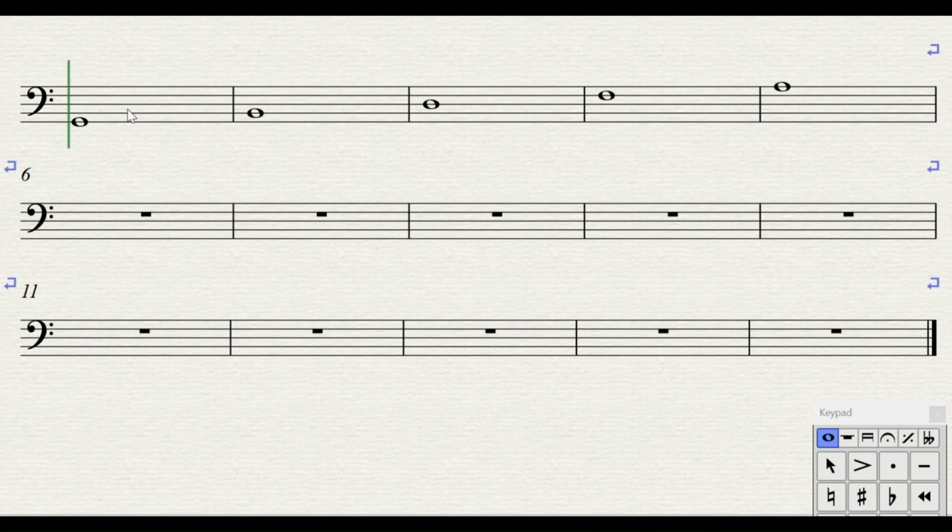Same memory trick that we were using for the lines here in the bass clef. So I'm going to label the lines in the bass clef G, B, E, F, and A. And we'll go above the stave for the space leisure lines.